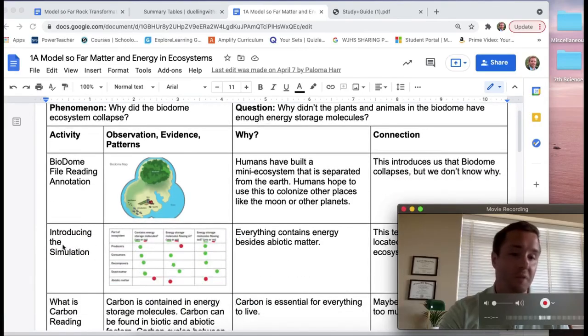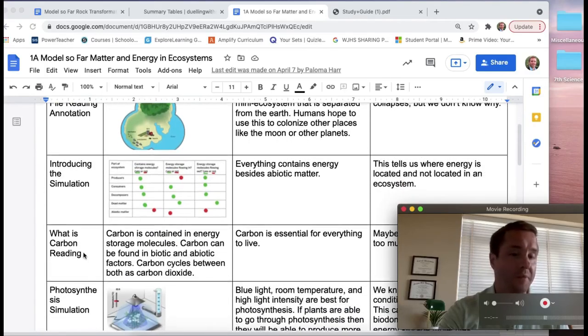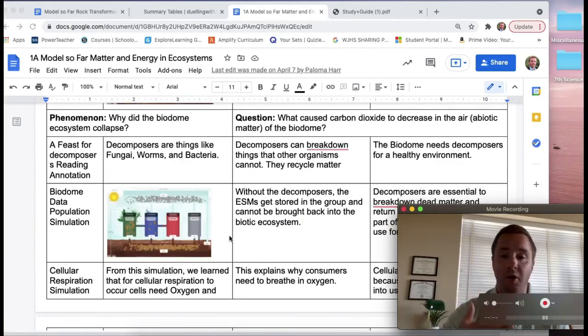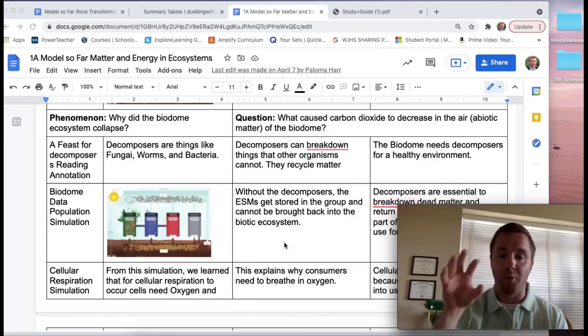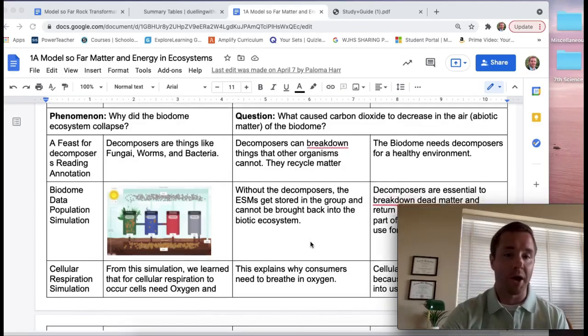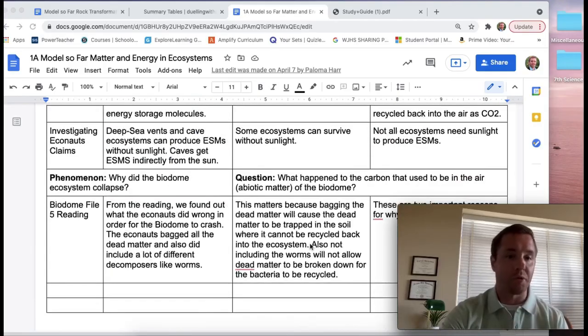Sometimes they could just be a simulation where we take the data. Why does this matter? What happens in our connection? Other times they could be readings. The activities are sequenced to help answer the phenomenon, and it's just the structure. This storyline is the model that we're developing. I like to think of this last column, how does it connect to the unit, as our overall model of what we think is going on and why we think it's going on. And this just structures it really well.